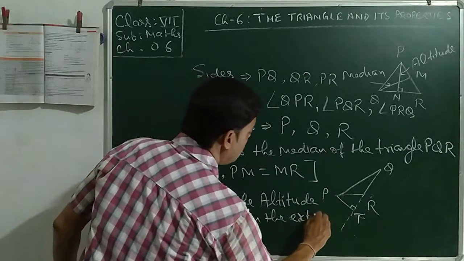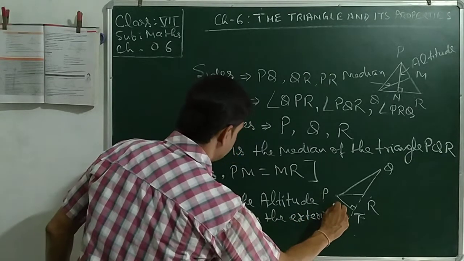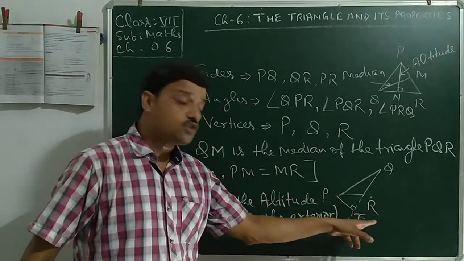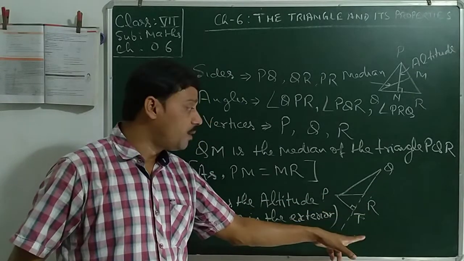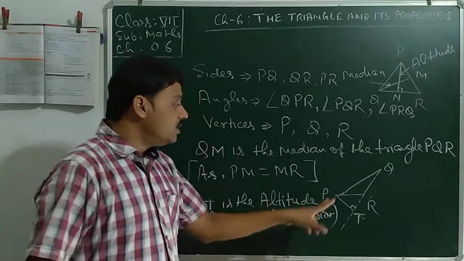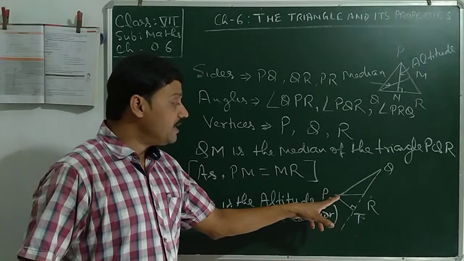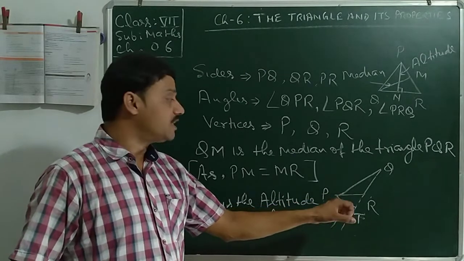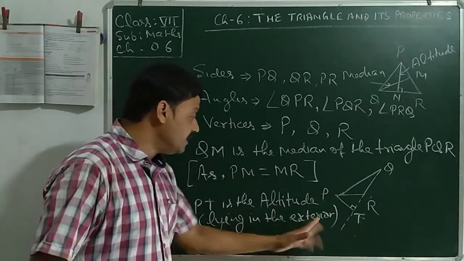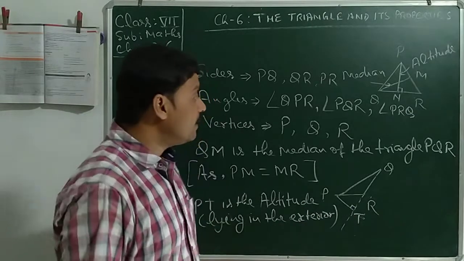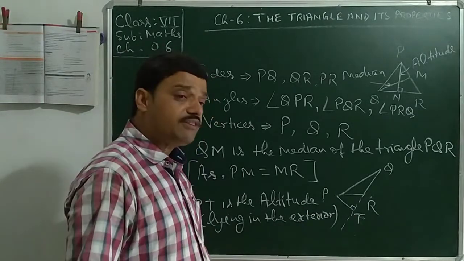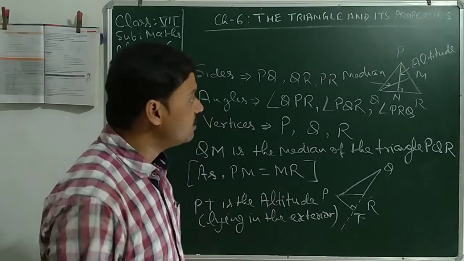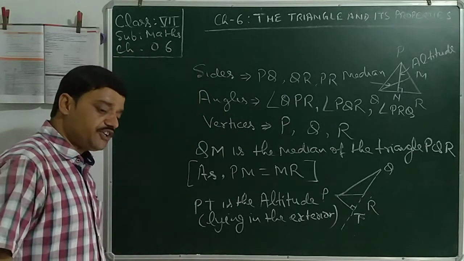So in case of obtuse triangle, see this triangle was obtuse triangle. In case of obtuse triangle, we will find the altitude outside the triangle, that is lying in the exterior. And in other triangles, you will get the altitudes in the interior.